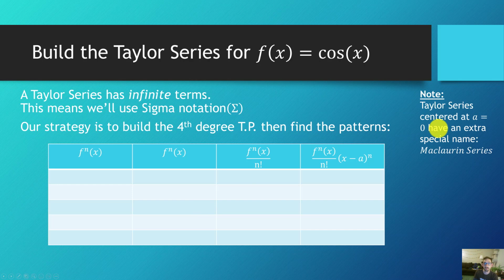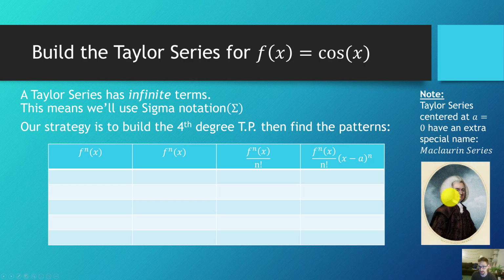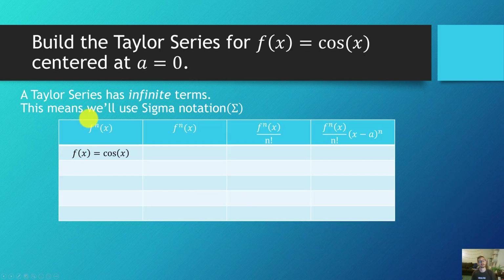So quick note, Taylor series centered at a equals 0 have an extra special name, Maclaurin series. And as you can tell, Maclaurin also has the rizz, for sure. Look at that hair. Who needs a hat when you have hair like that? All right, let's get to it.